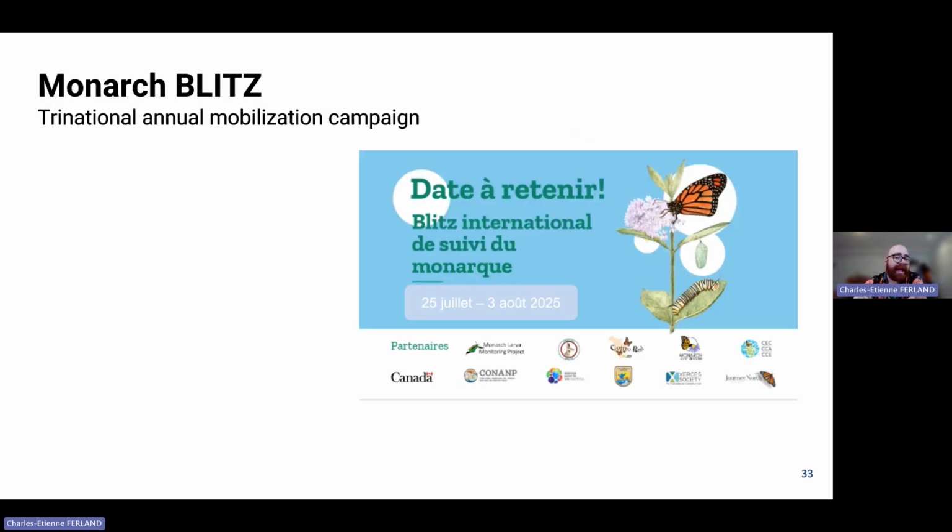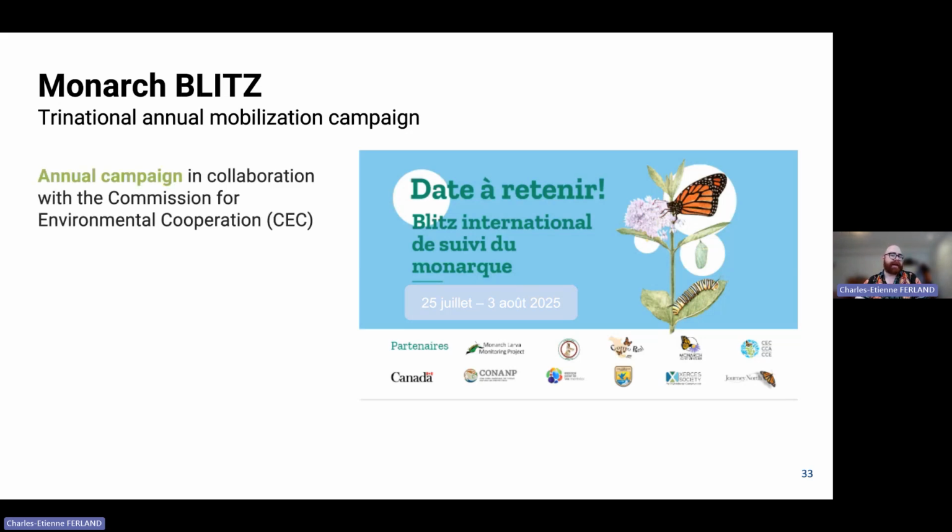Then we have an annual mobilization campaign, the Monarch Blitz. Some of you might be already familiar with the name. That is a 10-day event in which we encourage people to submit data, conduct surveys. But that doesn't mean that Mission Monarch can only be done during that 10-day period. It's only that during that time, we highly encourage people to go out once a day and to conduct a survey in a different location.